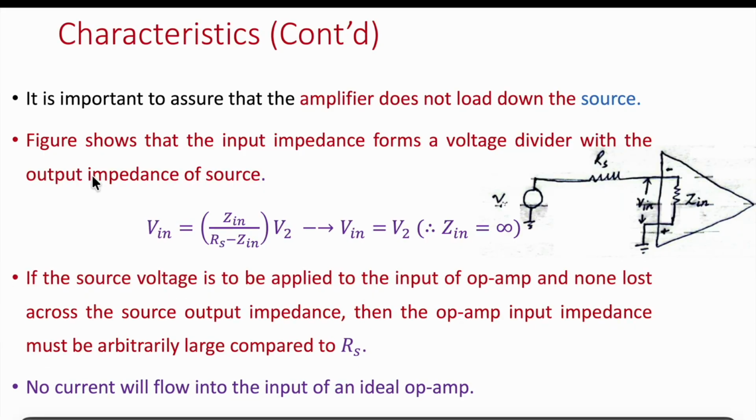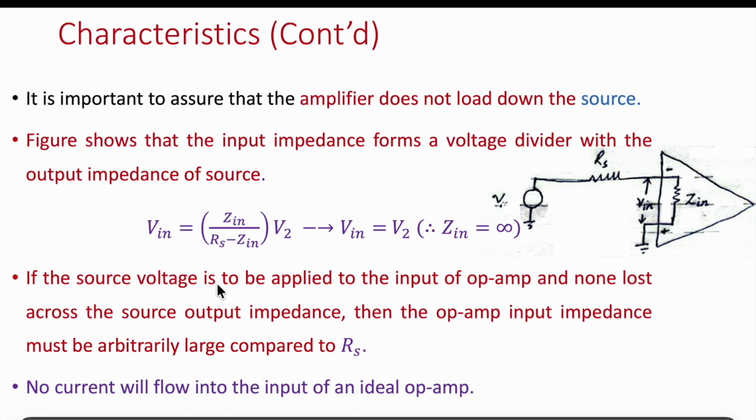The third characteristic is that it is important to assure that the amplifier does not load down the source. If you see that figure, it shows that the input impedance, Zin, forms a voltage divider with the output impedance of the source. Rs is the source impedance. You can write using that formula that Vin is equal to Zin divided by the sum of Rs and Zin, multiplied by V2. This voltage is known as V2, which is equal to Vin, because we know that the input impedance is infinitely large in an ideal condition.